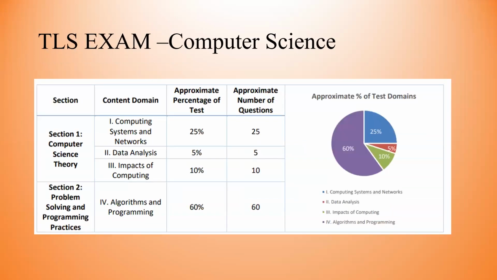As I have already mentioned, there are two sections. First section is computer science theory, which will have questions from networks, data analysis, and impact of computing. Section 2 is problem solving and programming practices, and you can expect questions from algorithms and programming.